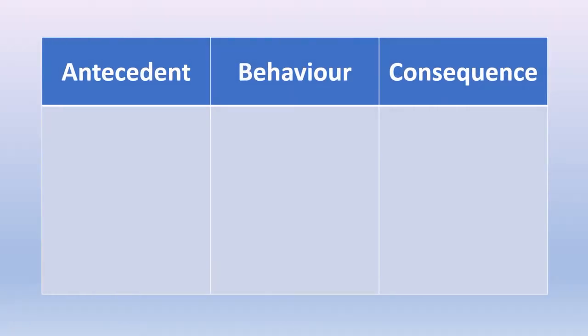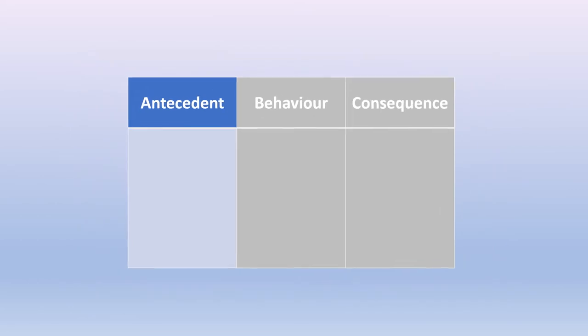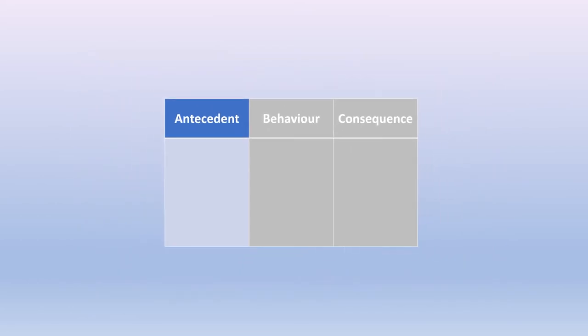So let's look at what is recorded in the ABC chart in more detail. Let's start with antecedents. So what is an antecedent? Well, here is where you record anything about what was happening before the behaviour happened.